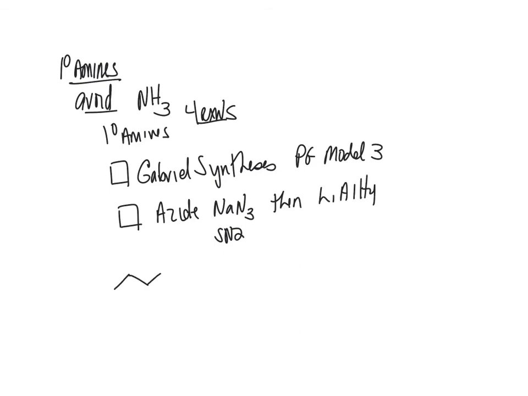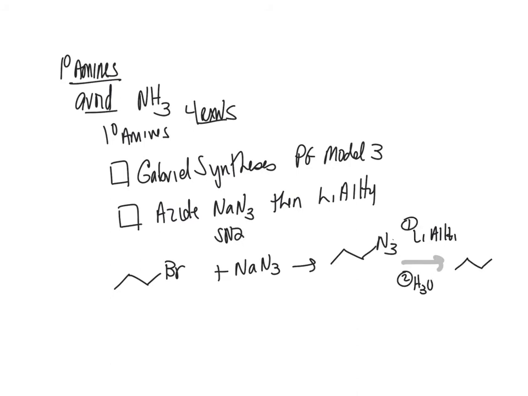So what does that look like? So if you have an alkyl halide, you react it with sodium azide. There's your N3, and then lithium aluminum hydride, then H3O plus. That will reduce it to NH2. So you can see that that's a primary amine. Another way is to react with nitrile. So what if you did a nitrile? Then you reduce it with lithium aluminum hydride.